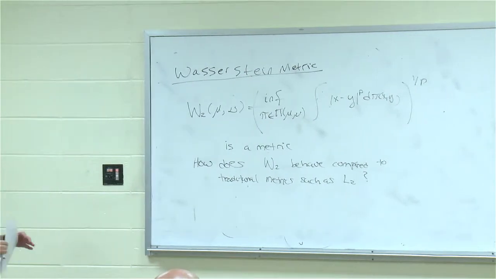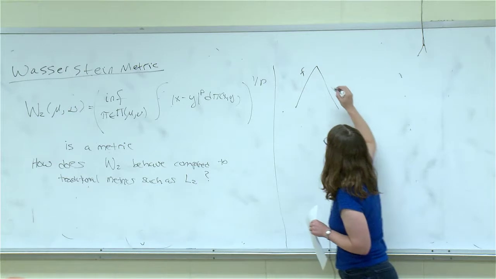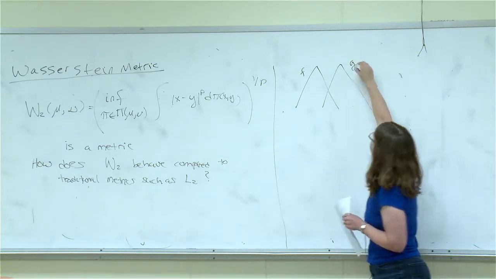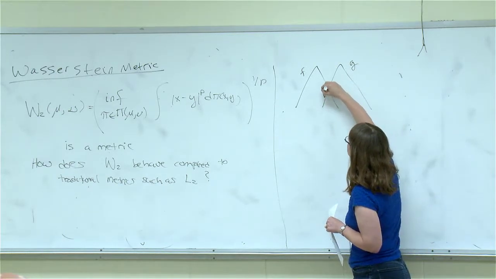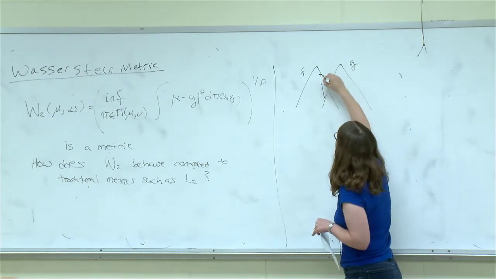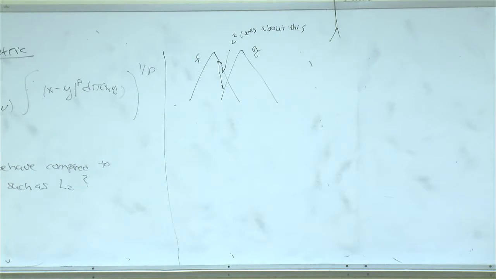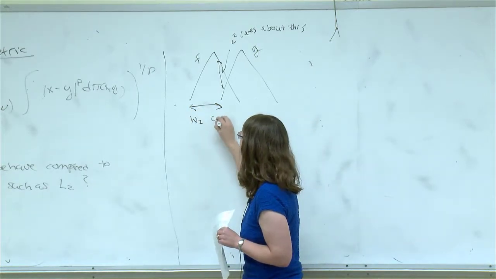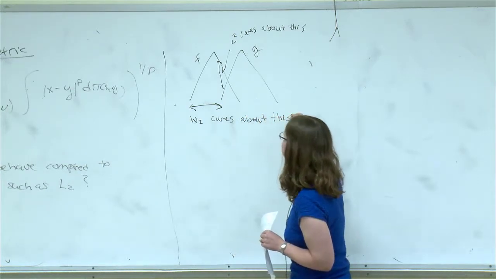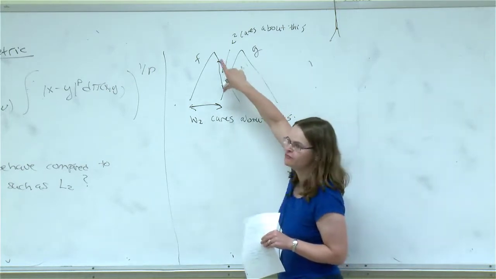I'll focus on W2 in particular, but you see similar things with WP. So say this is my F, and this is my G. What does L2 care about? L2 cares about really this distance, right? Whereas W2 is interested in this. So I think Sant'Ambrogio called W2 a horizontal metric, and L2 a vertical.